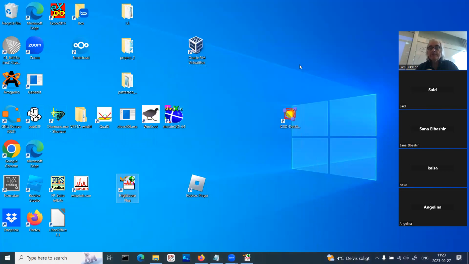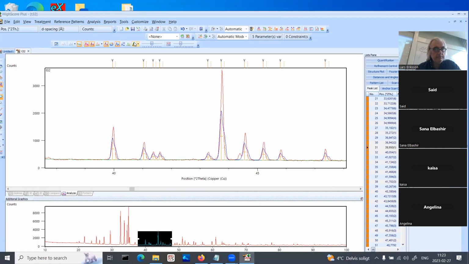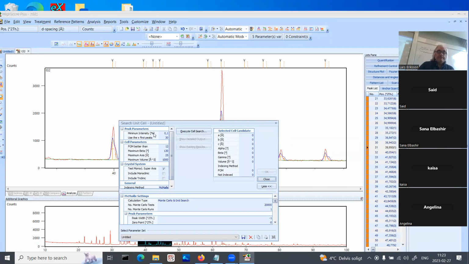So, if we go for analysis and crystallography, we can see if we can find a unit cell. Use the first peaks. Maybe we can go down to 20. That should be enough. And what method do you want? Treor, Ito, Dicvol, or Dicvol 04? I vote for the last one.